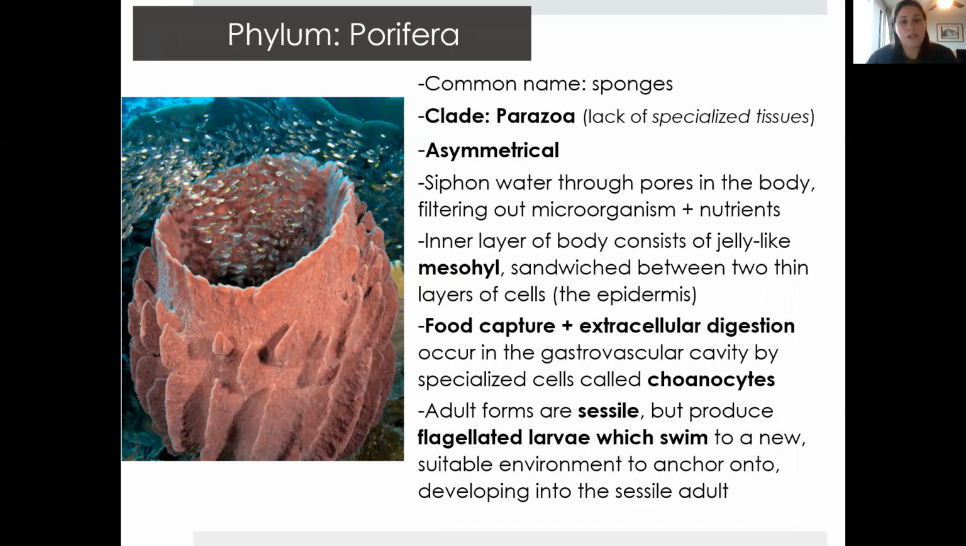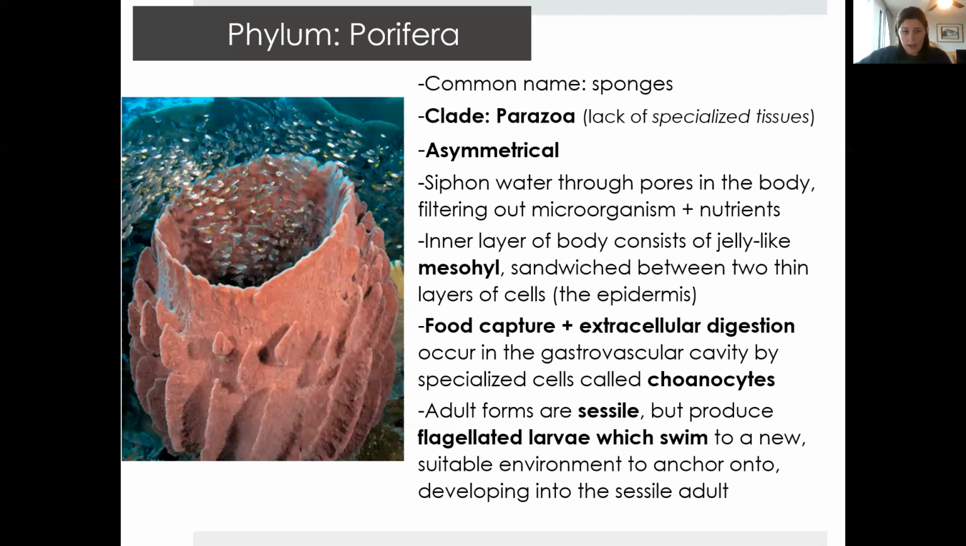So these sponges, they are filter feeders, so they bring in water through their pores and then expel that water through the opening in the top called an osculum. And from there, they can capture their food like nutrients and microorganisms through specialized cells called choanocytes. And these choanocytes are going to be located on the inner layer of the mesohyl. And we'll take a look at this a little bit later, but this is just a really good introduction. And then it's sandwiched between two thin layers of cells, making up the epidermis.